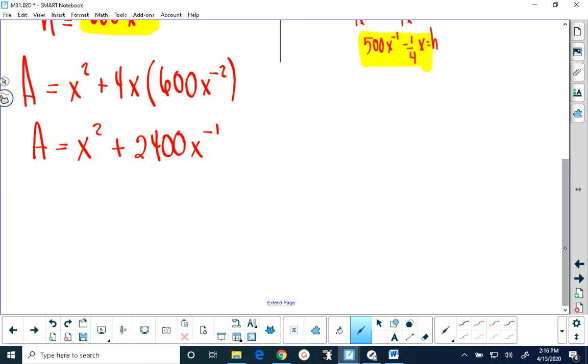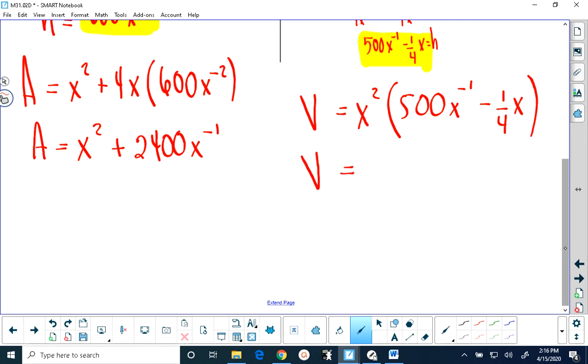In problem 2, we're going to take the volume, which is x squared h, and we're replacing h with 500x to the negative 1 minus 1/4 x, which is going to give me, when I expand that by multiplying the x squared through that binomial, 500x minus 1/4 x cubed. And that would be the function that you would have to differentiate to find the answer to the problem. So we've answered the second part of this example. In the first equation on the left, you're going to find dA/dx. In the equation on the right, you're going to find dV/dx.